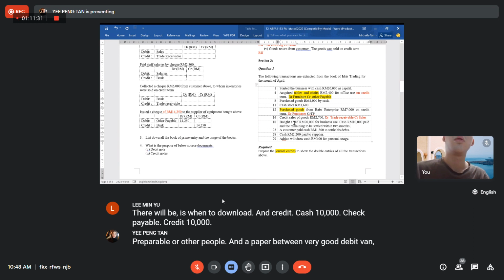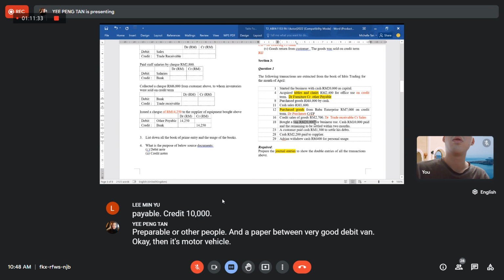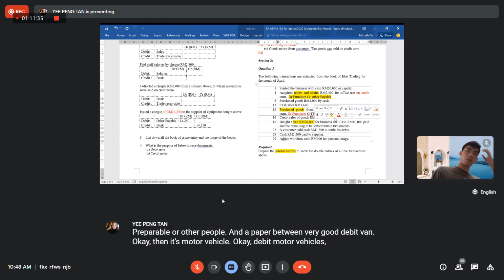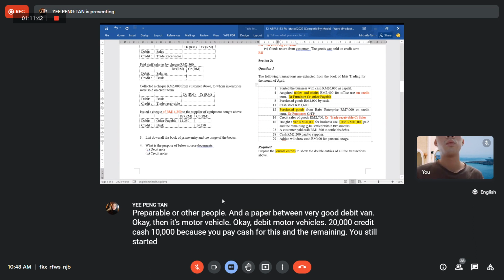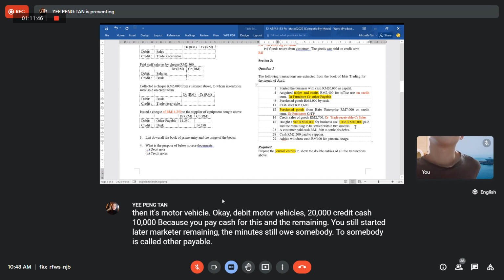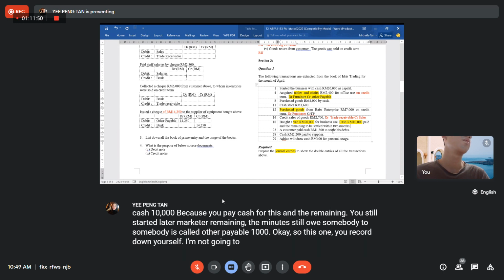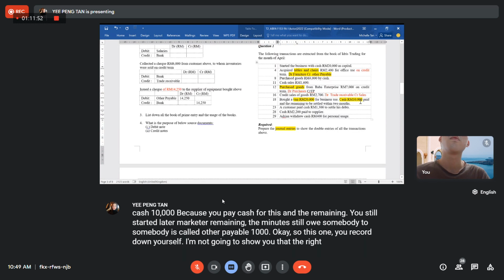Debit van. Van is a motor vehicle. So debit motor vehicles 20,000. Credit cash 10,000 because you pay cash for this, and the remaining you will settle later. The remaining means you still owe somebody. The somebody is called other payable, 10,000. So this one you write down yourself. I'm not going to write it down for you.